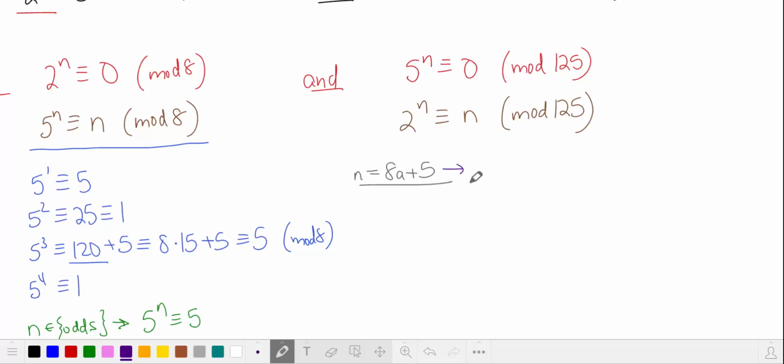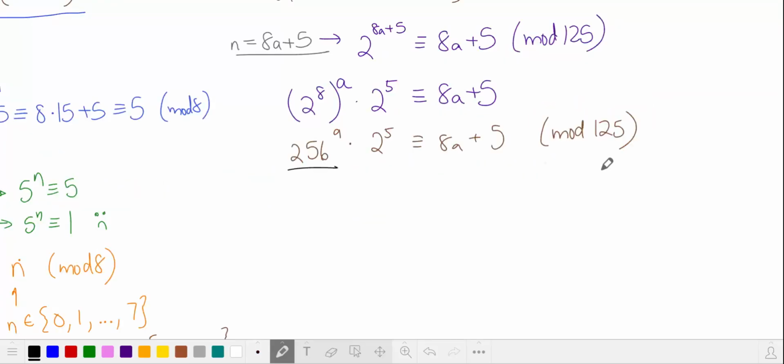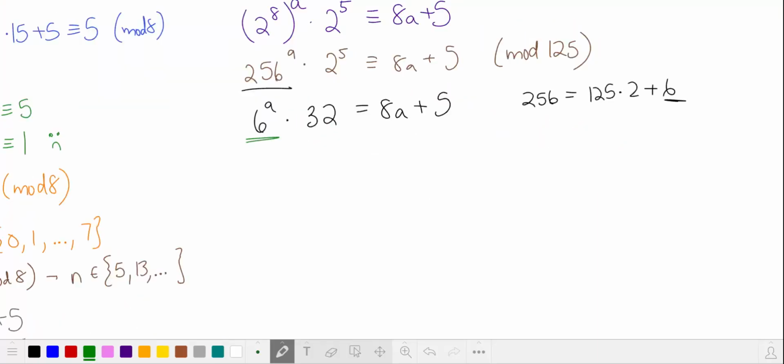So replacing n with 8a plus 5, now we'll use our rules for exponents to break up this exponent. So this will be 2 to the power of 8 raised to the power of a multiplied by 2 to the 5th. 2 to the 8th is 256, and 256 is 6 more than a multiple of 125, so we'll replace this with 6 to the a, and we'll multiply this by 32. We want to figure out what this 6 to the a is in mod 125. We'll do this by writing this as 1 plus 5 raised to the a power. And now we'll use the binomial theorem.